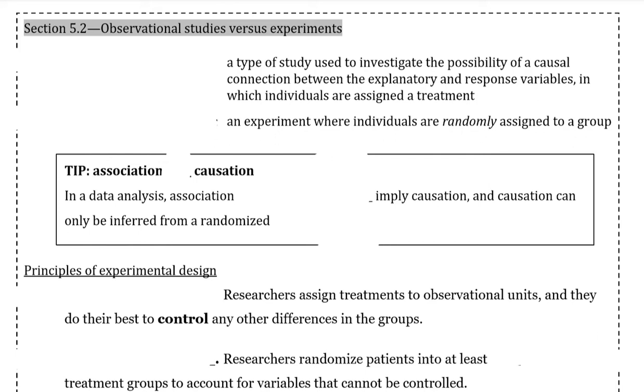This lecture will cover section 5.2 for Intro to Statistics, considering the difference between observational studies versus experiments. We've dealt with observational studies in the past, but an experiment is more unique to studying two or more variables.